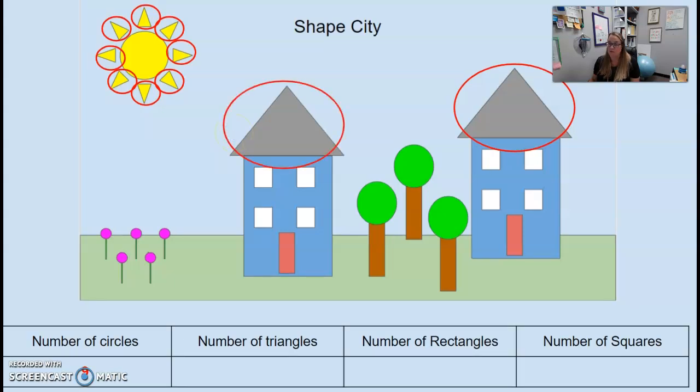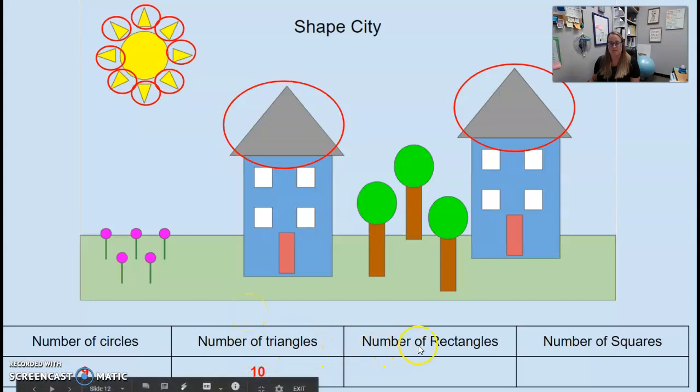So now I found all of my triangles, but I have to count them all. Can you count with me? 1, 2, I'm going to start up here so I don't forget. 3, 4, 5, 6, 7, 8, 9, 10. How many triangles were there? That's right, there were 10 triangles. So I'm going to write that right here. 10 triangles. Let's look at our next one.